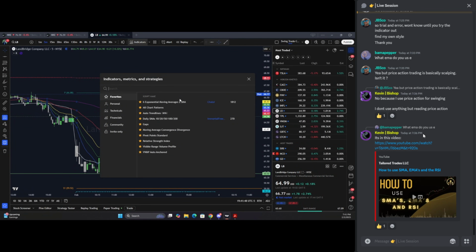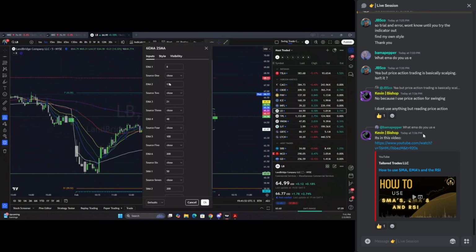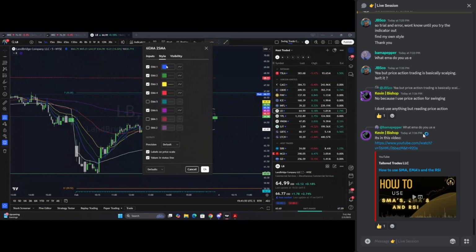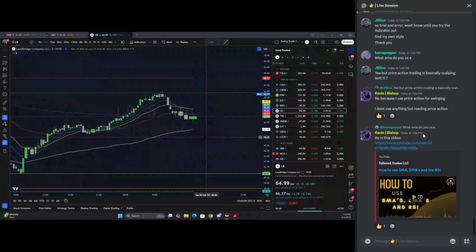And then you can pick whatever color you want and whatever thickness of the line you want, whatever floats your boat. So yeah. Any other questions? I guess not. I guess that's it. Wait, maybe not.